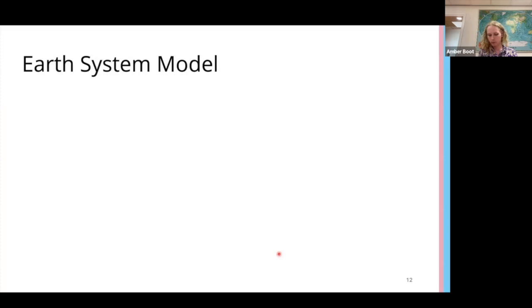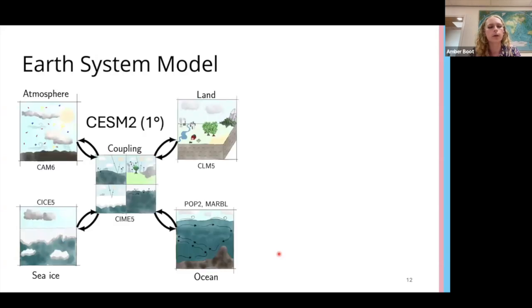The results I'm going to show you are based on Earth system model simulations. For this, we use the Community Earth System Model 2, CESM2, at a 1 degree resolution. So we have an atmosphere model, a land model, a sea ice model, and our ocean model. Our ocean model POP2 contains the ocean dynamics, the ocean physics. And then we have MARBLE, which contains our marine biogeochemistry. I will talk a little bit more about it on the next slide.